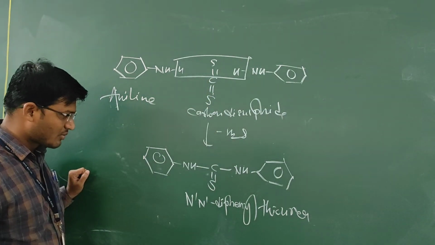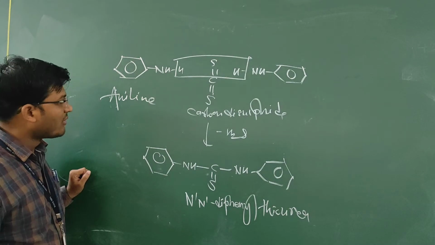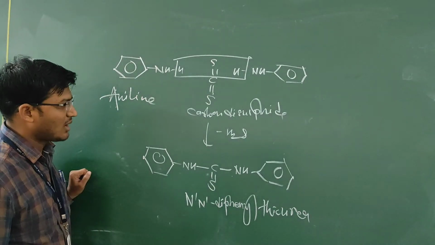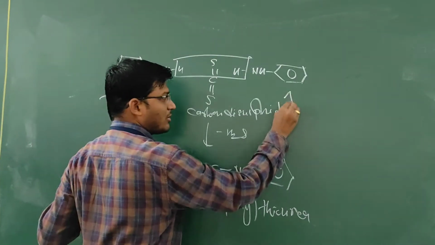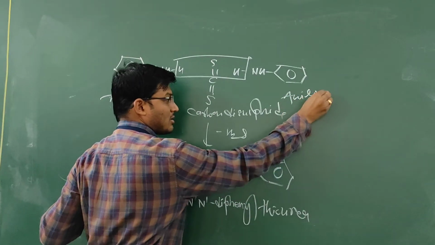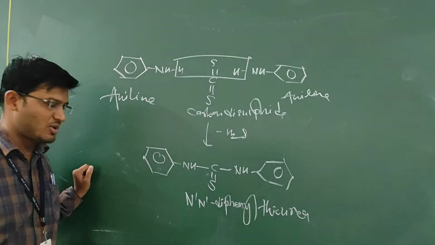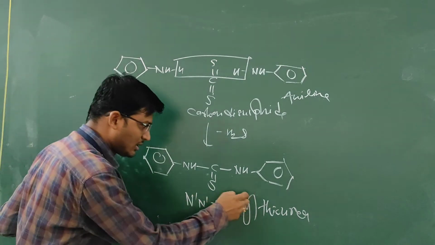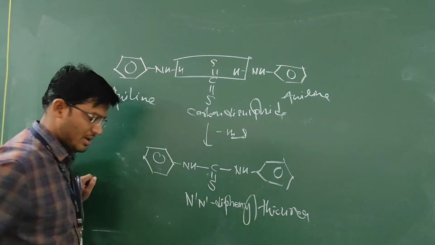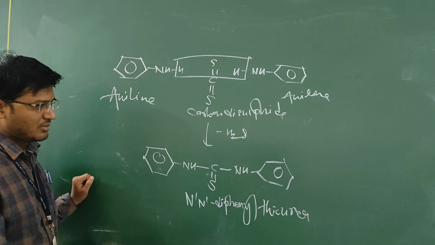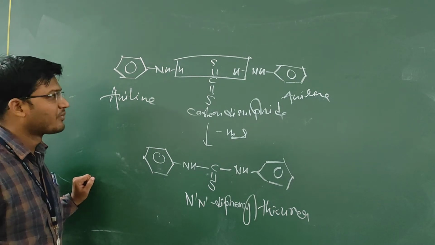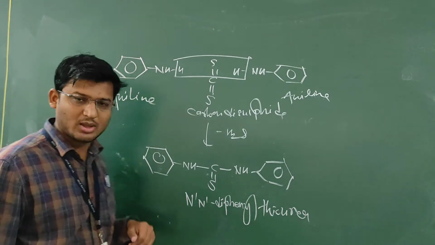Therefore, when the aniline reacts with carbon disulfide in a 2:1 ratio, it forms N,N'-diphenylthiourea. This is the N,N'-diphenylthiourea. This is the remaining reaction of yesterday's topic.